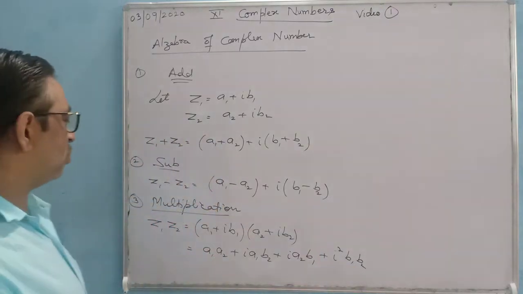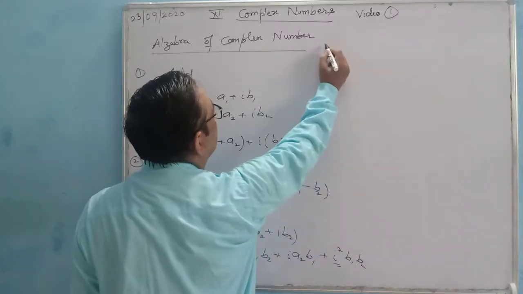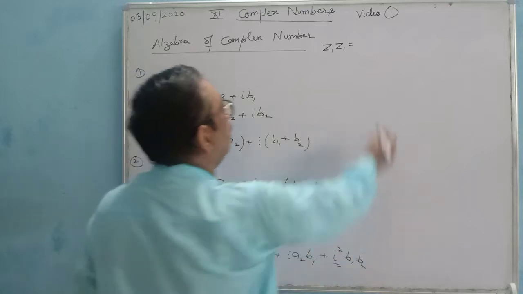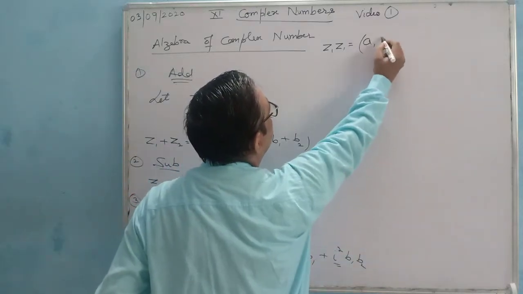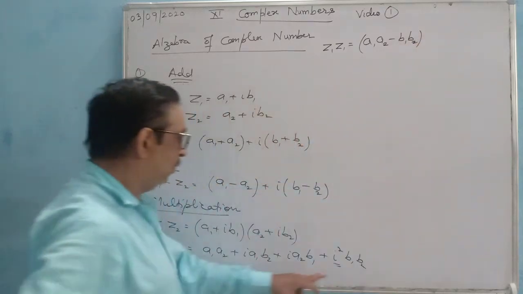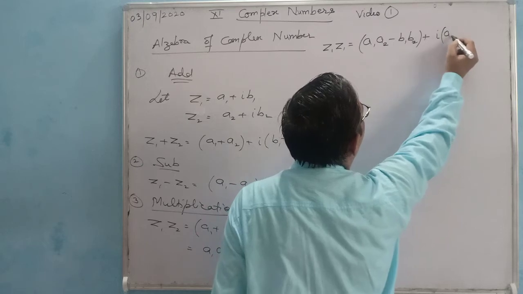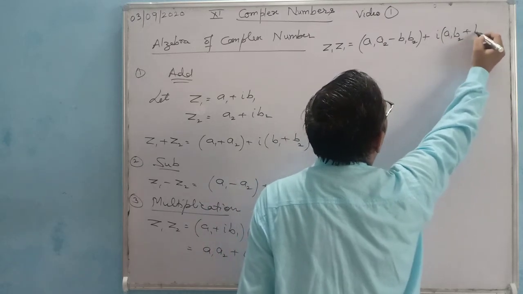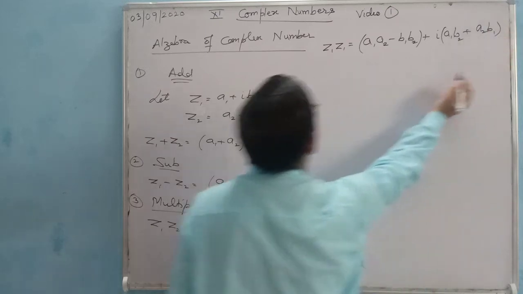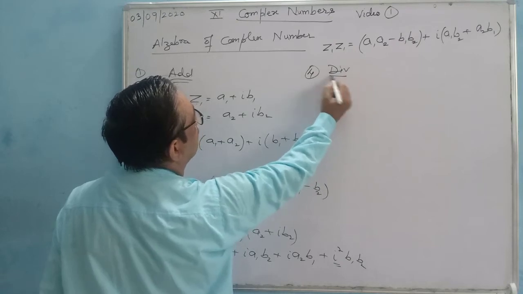What is the value of i square? i square is minus 1. That means a1 a2, real, in a bracket minus b1 b2. The value of i square becomes minus 1. Taking minus common from these two, we get a1 b2 plus a2 b1.